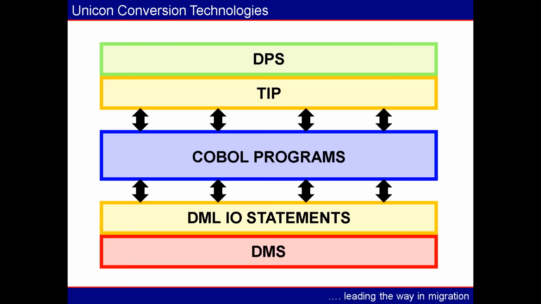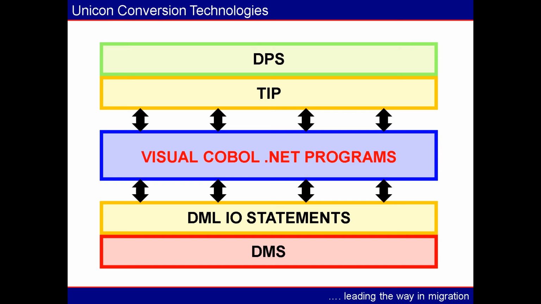This is the Unisys component stack we have been discussing. The programs are Unisys COBOL. The user screens are provided by DPS screens running under the TIP transaction manager. The data is stored in a DMS database. The DMS tables are accessed by DML I/O statements contained in the COBOL programs.